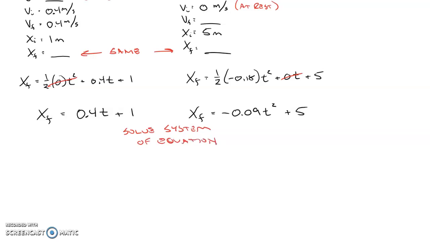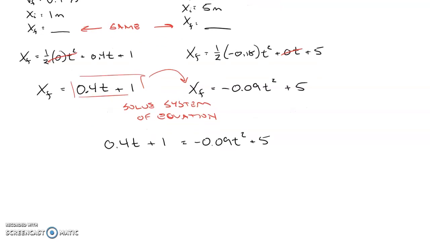And algebraically, the easiest way to solve this would be to take what x final equals for the Army car, substitute it in for what it is for the fan car. You get a new equation, which is 0.4t + 1 = -0.09t² + 5. We call this setting them equal to each other, but really it's just substitution.